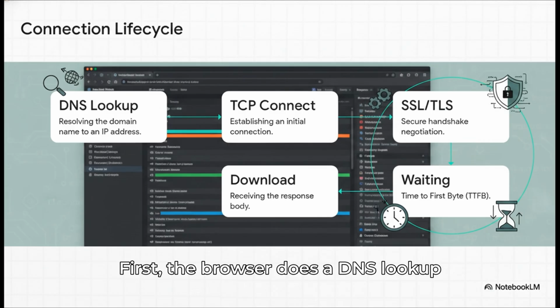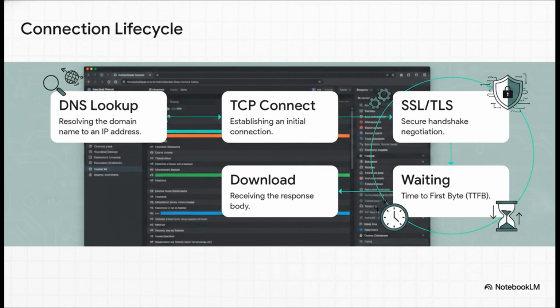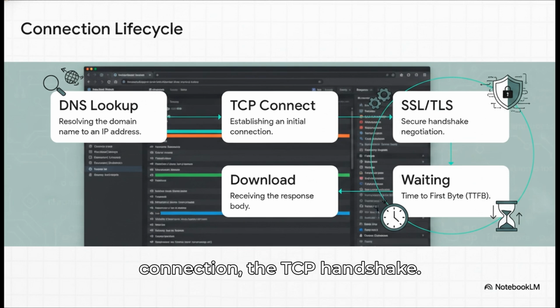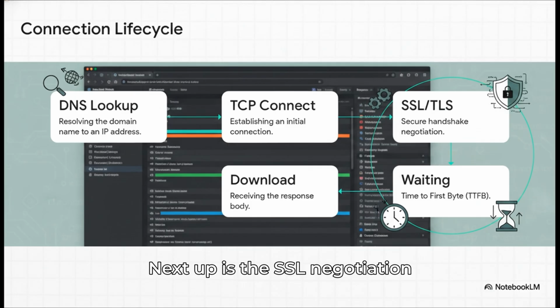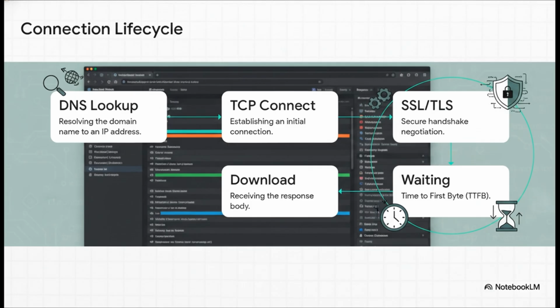First, the browser does a DNS lookup to find the IP address. Then, it establishes the initial connection, the TCP handshake. Next up is the SSL negotiation to make sure everything is secure. Then comes a highly critical phase, waiting, also known as time to first byte. And finally, the content download phase kicks in when the data actually streams to the browser.